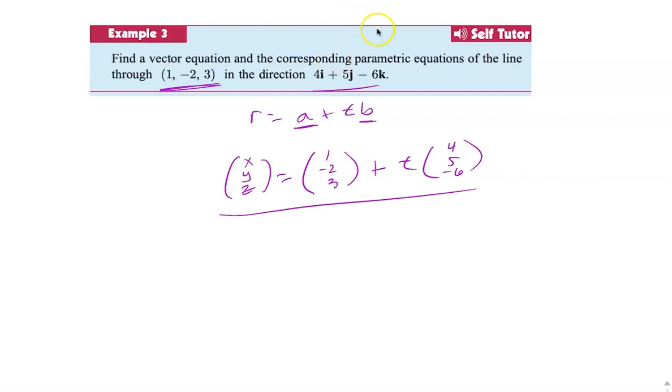If you want a parametric equation, you just separate it all. x equals 1 plus 4t, y equals -2 plus 5t, and z equals 3 minus 6t. And there we go.